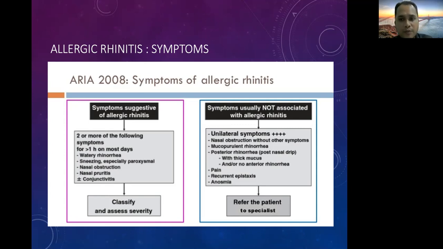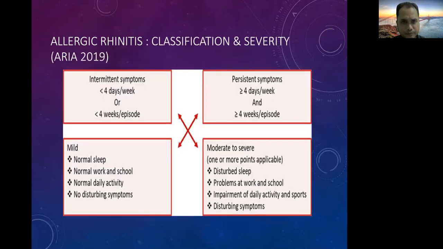However, if the patient has unilateral symptoms, nasal obstruction without other symptoms, mucopurulent rhinorrhea, posterior rhinorrhea with thick mucus without anterior rhinorrhea, and also pain, recurrent epistaxis, and anosmia, we have to rule out another disease that involves the nasal cavity.